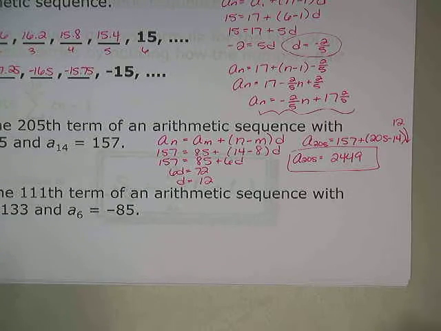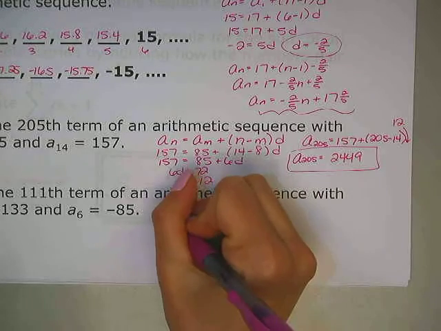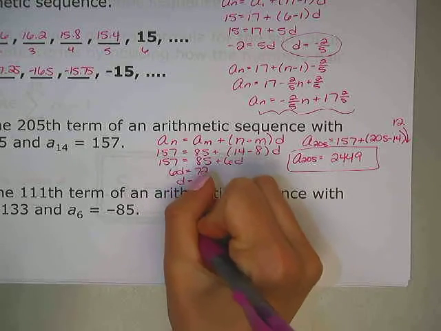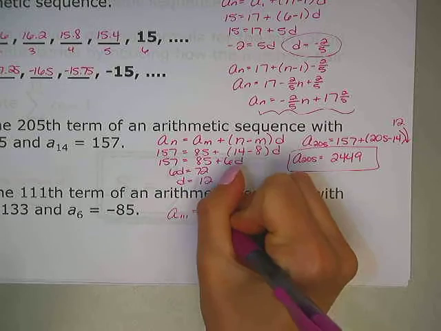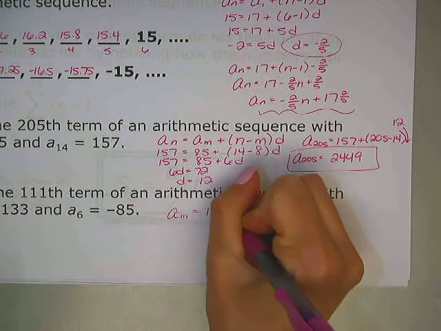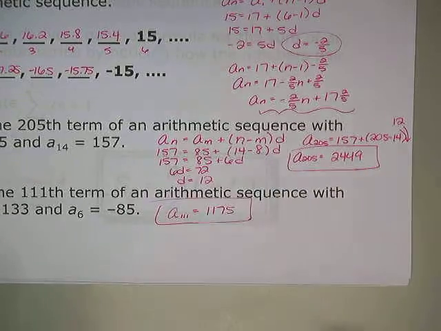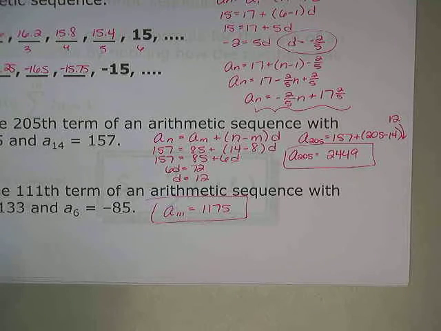All right, so on this one, hopefully you guys got the answers correct. The answer was a sub 111 equals 1,175. And that was the solution for that example.